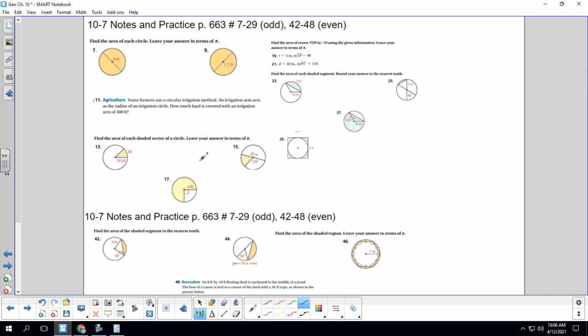All right, you guys, take a moment, or a few moments. Complete the 10.7 practice on page 663, numbers 7 through 29 odd and 42 through 48. Come back here and check your answers after you try each problem.